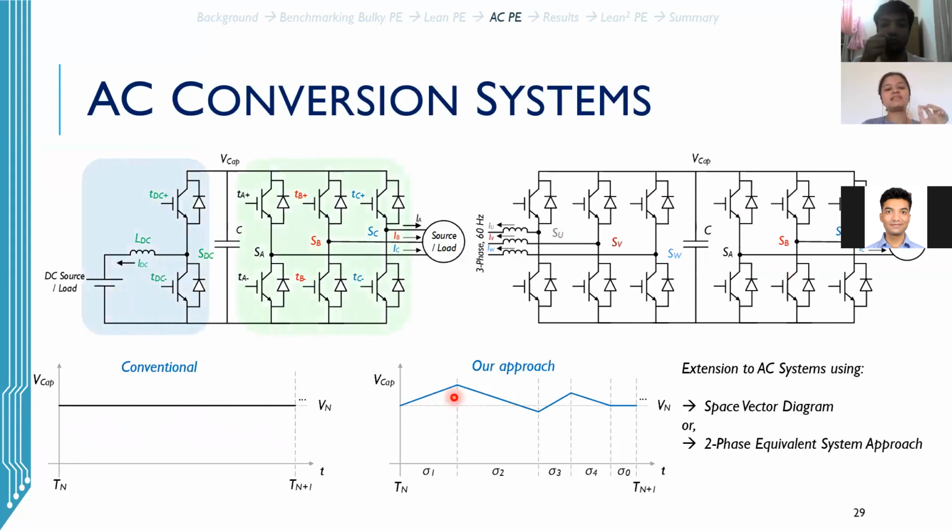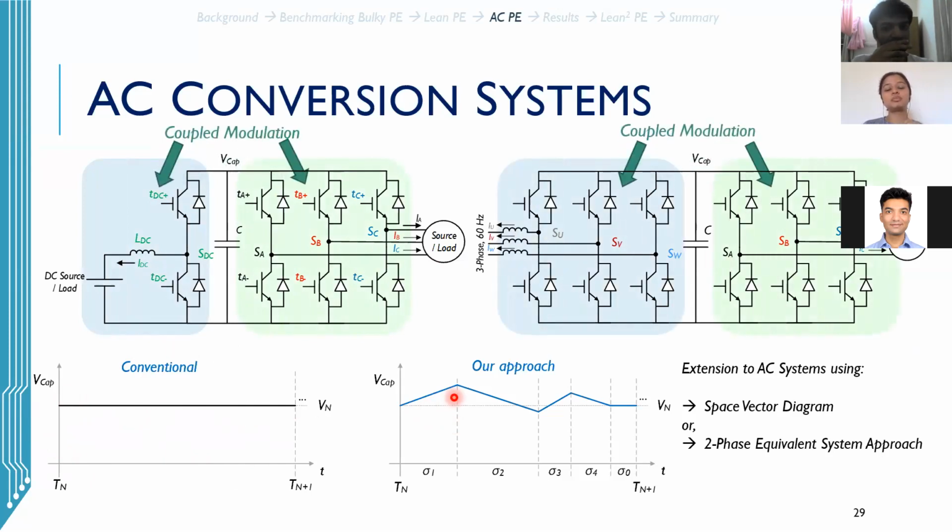So we can apply the same principles and say that we have to do a coupled modulation between the source and the load so as to not overwhelm the capacitor, or so as to manage the energy which is transferred to the capacitor. Hence, we will end up with a predefined or very distinct charge-discharge pattern at the capacitor. So we can use the principles of, say, space vector modulation, or what we introduced as two-phase equivalent system approach, so as to extend the analysis. I'm not going into the details, but I would be happy to discuss or refer you to some publications.